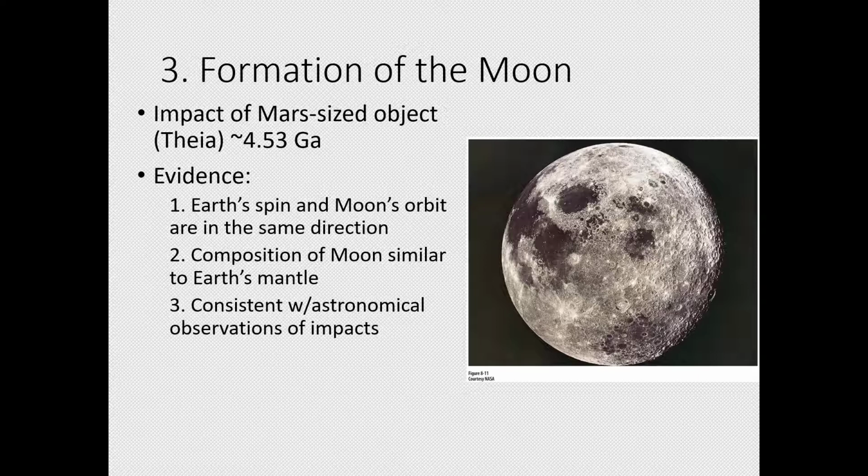And that's represented in the fact that the composition of the Moon is similar to the composition of the Earth's mantle as well. Finally, this is consistent with observations of astronomical impacts that astronomers have observed, especially on Jupiter, where we've seen impact and we've seen vaporization, and then that material that is then ejected from a planet begins to coalesce and collapse and form these bodies that then orbit that planet.